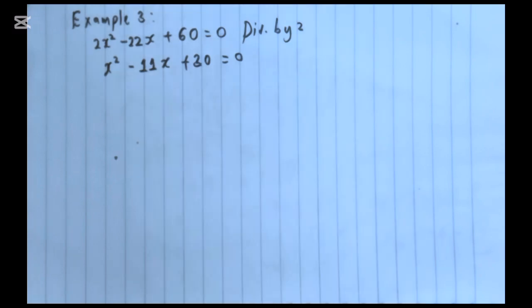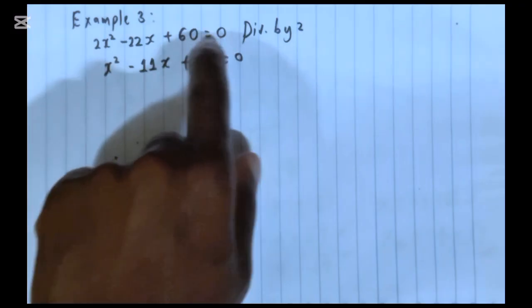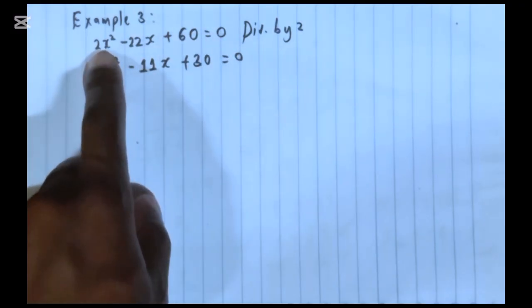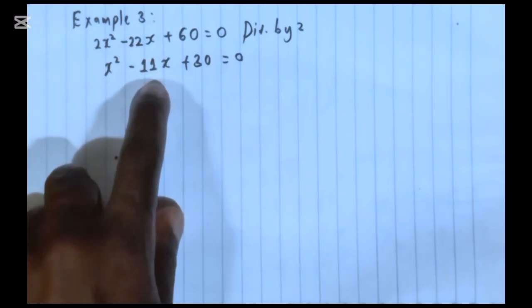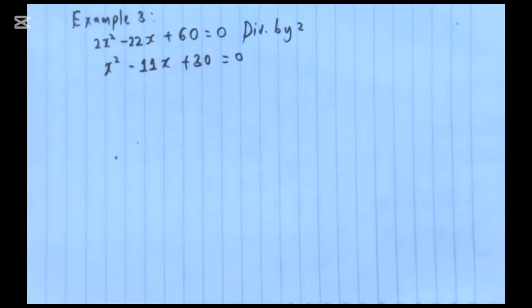So that is the first thing that we've done. We've made sure that a is equal to 1 by dividing all of these terms by the coefficient of a, which happened to be 2. So 2 divided by 2 gives us 1, negative 22 divided by 2 gives us negative 11, and 60 divided by 2 gives us 30. Of course, 0 divided by any number then becomes 0.